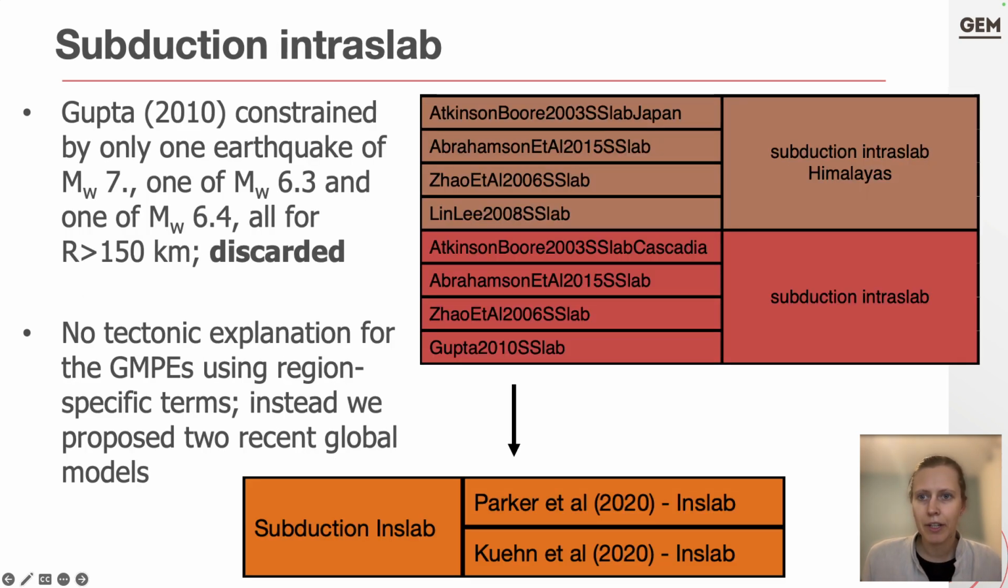In the case of the subduction intraslab sources, the original model defined 2 different regions, one for the Himalayas and one for the subduction zone to the southeast. These different regions were applying some different region-specific terms that we couldn't find a tectonic explanation for, and so instead we replaced these with recent global models. We also eliminated an India-specific GMPE because it was constrained by very few earthquakes at large distances between the rupture and the sensor, which didn't cover the site to source distances that we're seeing in the model itself.